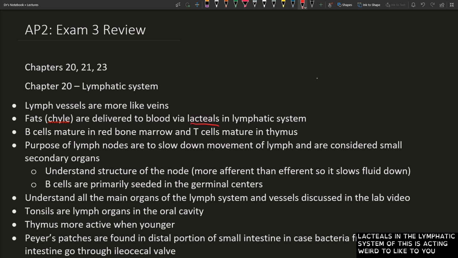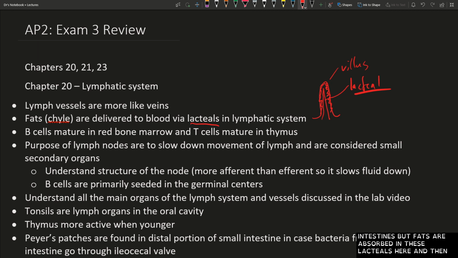So, lacteals in the lymphatic system. Remember, we have the little villus, and in the middle of that villus, we have that lacteal coming up. So remember, this is a villus. This is a lacteal in the middle. And you have all these cells on here that are ciliated in the small intestines. But fats are absorbed in these lacteals here.